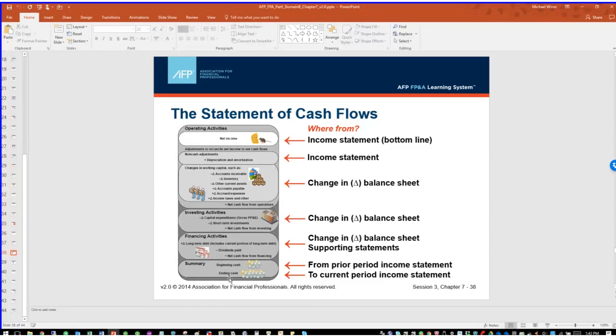And then there's a little reconcilement. Okay, well, what was beginning cash per the balance sheet at the start of the period? Then if I know my net cash flow, which I've determined from up here, I should be able to add those two to get my ending cash. And that needs to tie to the number that is on the balance sheet, the ending cash. All right, so there's a little reconcilement that goes on here.